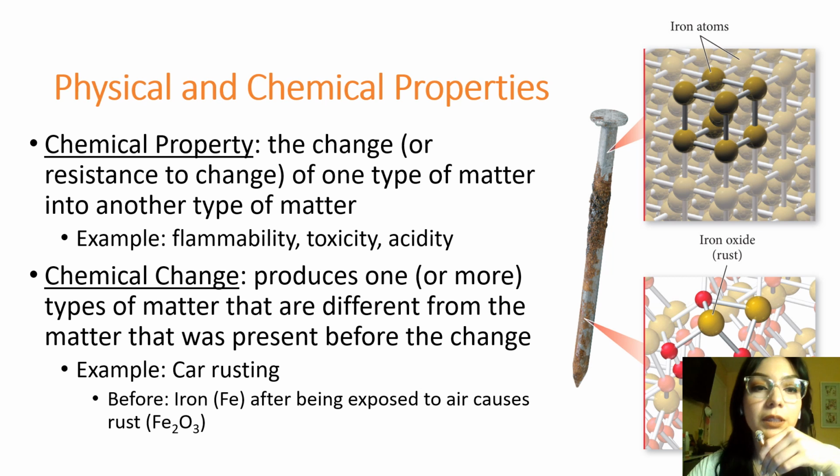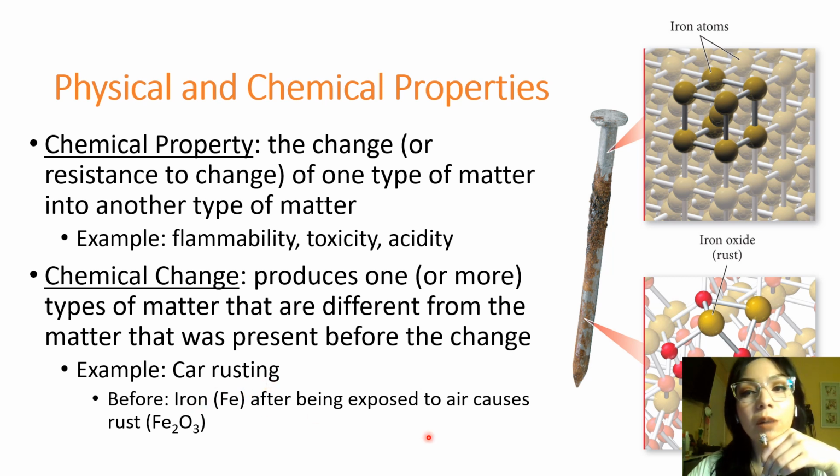So here you can see some different chemical properties like flammability, toxicity, acidity. These are how likely something will react and undergo that irreversible change. Now, just to give you some more examples of a chemical change besides baking a cake, car rusting.